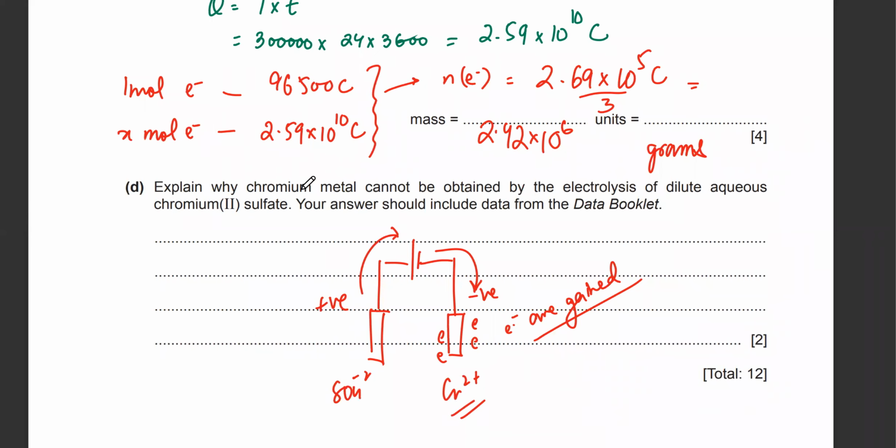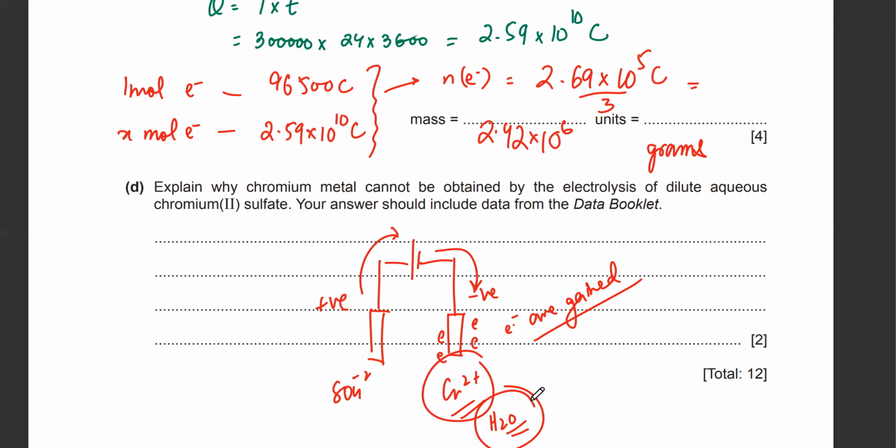So he's saying, why can't chromium metal be obtained? That's the question. Apart from aqueous chromium 2 sulfate, what other things would be present in the solution? H2O. Okay, it's going to be H2O there. Remember, there's not going to be any H+ or OH- ions. So our task is to decide who's going to gain electrons, whether it's going to be chromium 2 plus or H2O. One of the two, because the battery is sending electrons, so one of the two is going to gain electrons.